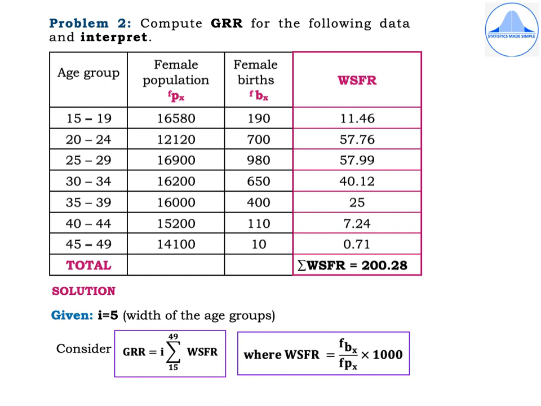Starting with the solution, the first step is to mark the female population as FPX and female births as FBX in the table, as I have highlighted in pink color. Then write given I is equal to 5, which is width of the age groups. Then write the formula for GRR, which is I into summation. The summation ranges from 15 to 49 WSFR, where WSFR is equal to FBX divided by FPX into 1000.